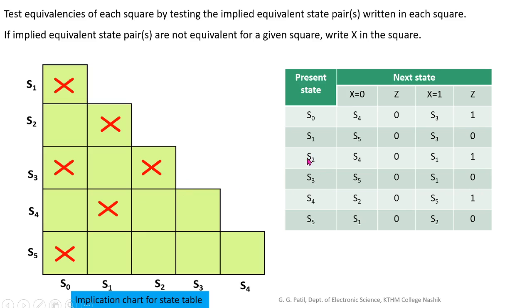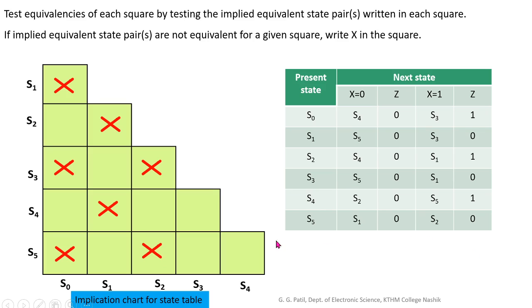See the states of S2 and S4. Check the output. Here it is 0 0, which is the same, and here 1 1, which is the same, so let it remain blank. And the next is S2 S5. The outputs here are 0 0, which means it is the same, and 1 0, which is different, so we'll have to place a cross mark in S2 S5.